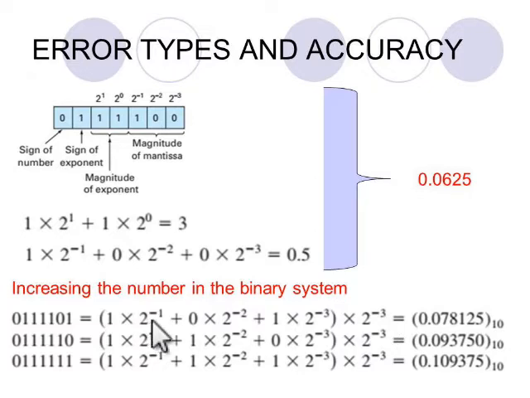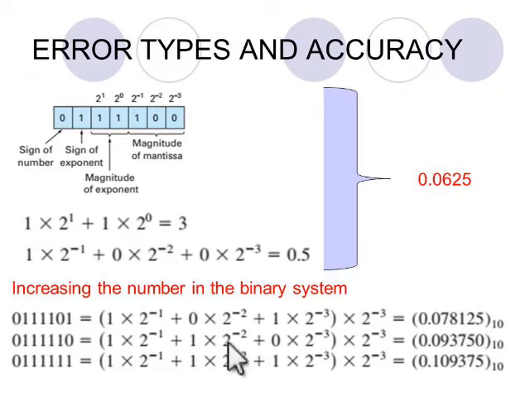Now I can calculate it in a similar fashion, right? It is 1 multiplied by 2 to the power minus 1, 0 multiplied by 2 to the power minus 2, 1 multiplied by 2 to the power minus 3, and I will get this number in the decimal system. You see, 10 here shows me that this is in the decimal system, so 0.078125 will be the next bigger number.